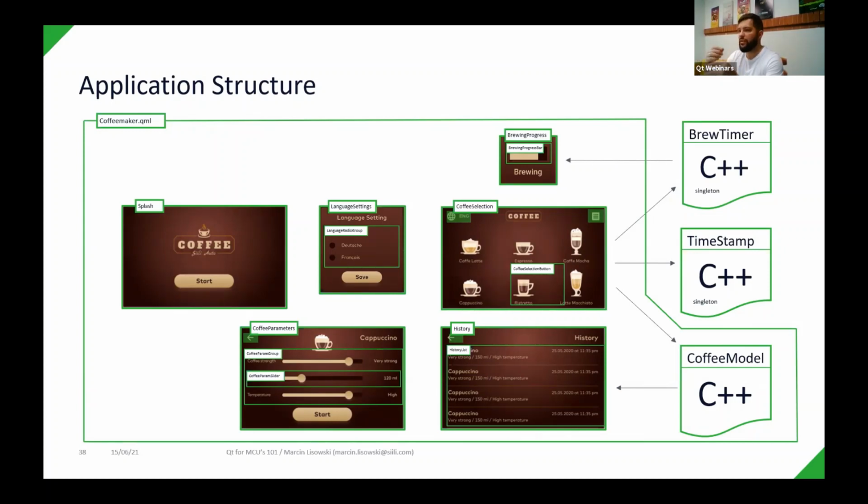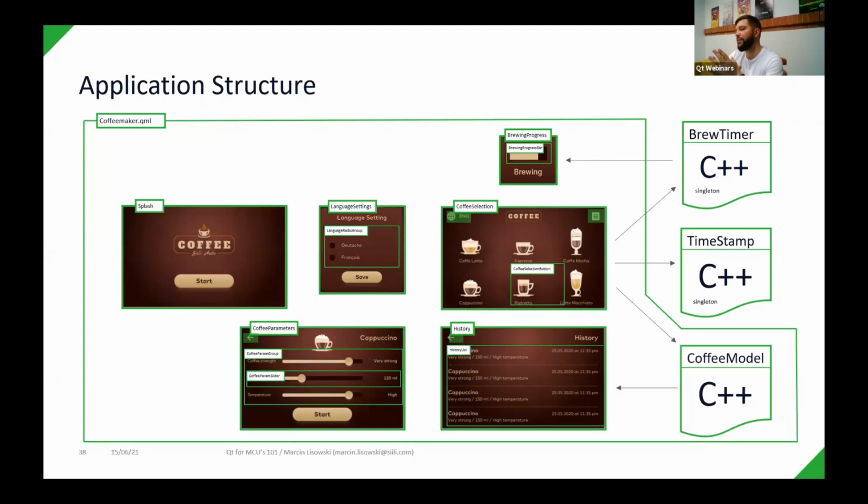There will also be a second version of the logo. Some background is also shared together with all of those screens. We'll have two menus for switching the language and for history, to see what was brewed before. And there will be a coffee parameter screen to define how strong the coffee is and how much of it you want. Also, the temperature will be available.